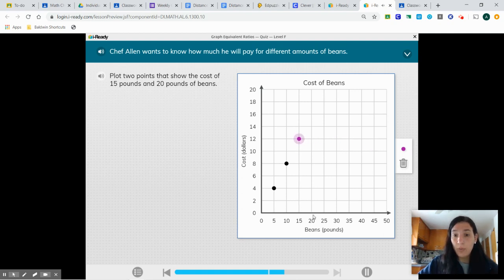Next, we're going to have 20, right? Because we have 20 pounds of beans here. And we want to move that up again from 12 up by 4. So that'll go up to 16. So we'll have 20, 16.